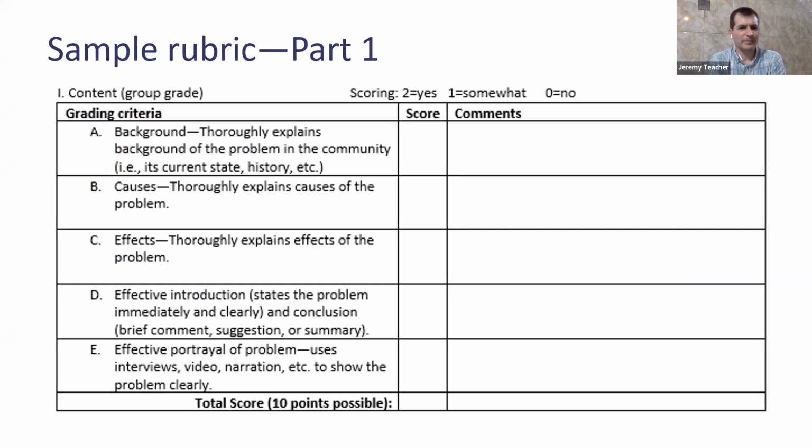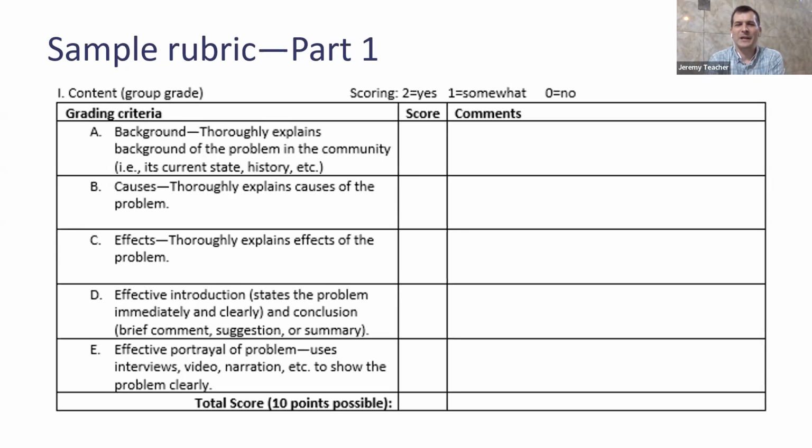So this is the first half of the rubric, and this was based on the content of the news report itself. I made this a group grade. On the left, you can see the grading criteria. They needed to thoroughly explain the background of the problem that they chose. They needed to describe the causes and the effects. They needed to have an effective introduction and an effective conclusion. And then they needed to portray the problem in an interesting way using interviews, narration, and other elements. So those aligned with the objectives that I had for the project.